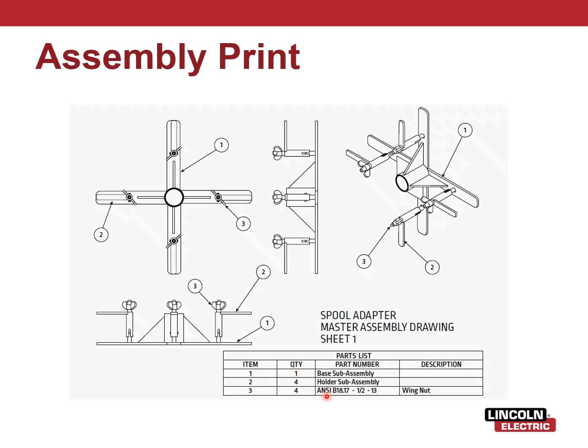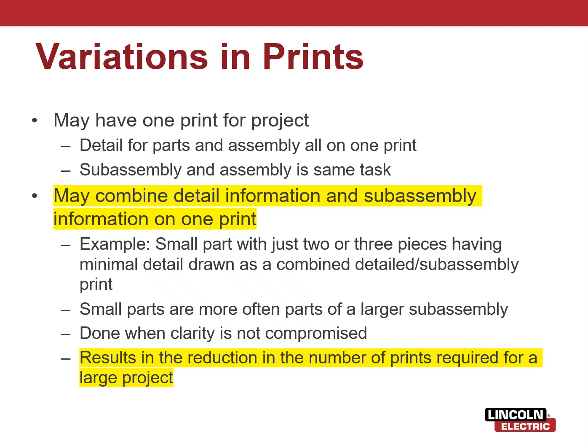And then item number three is just wing nuts, right there. So this is how those components come together to form the final product. That's the difference between subassemblies and assemblies. The assembly print should always be the final product.